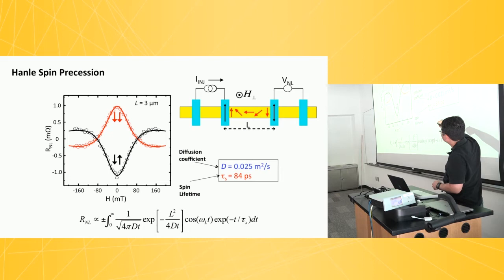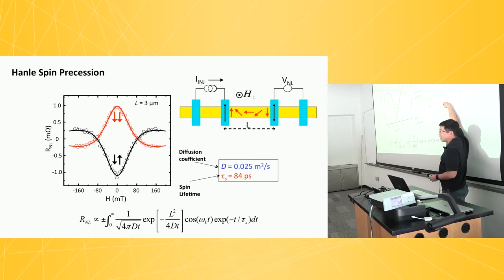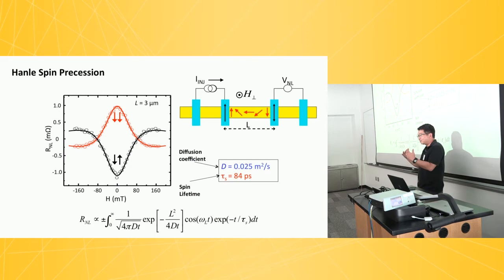And the nice thing is, if you can fit this data, which is these solid lines, you could extract out the spin lifetime, right? Even though you're not doing a time-resolved measurement to get the lifetime, because you're doing this precession business, you can actually pull out the lifetime, and it turns out to be a sad 80 picoseconds, because theoretically they say you should get like a microsecond. But this is not a perfect system, okay?